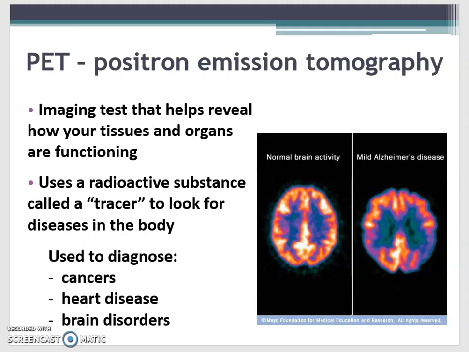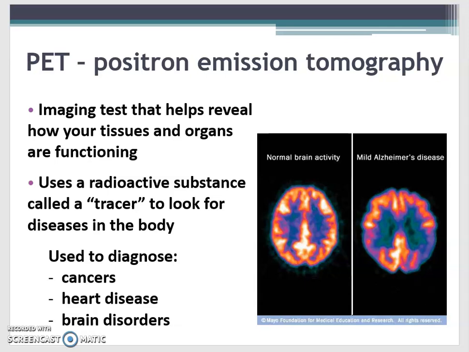A PET is a positron emission tomography. This is an image test that helps reveal how tissues and organs are functioning. It uses a radioactive substance called a tracer to look for diseases in the body. It's used to diagnose cancer, heart disease, brain disorders. So a PET scan, positron emission tomography, is a combination of CT, computed tomography, and a radioactive contrast.